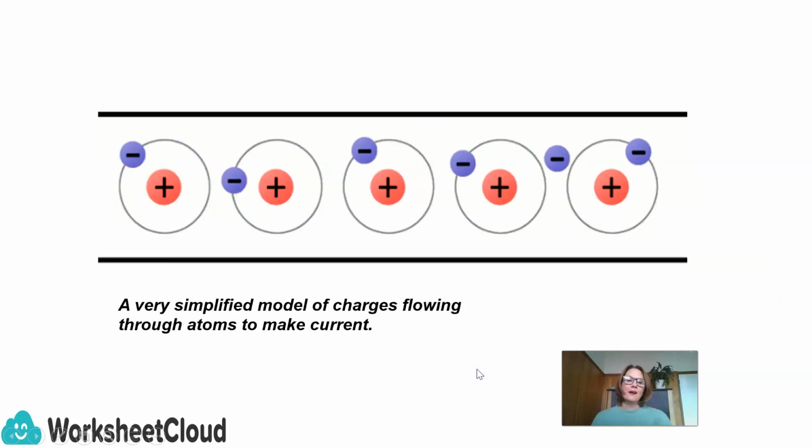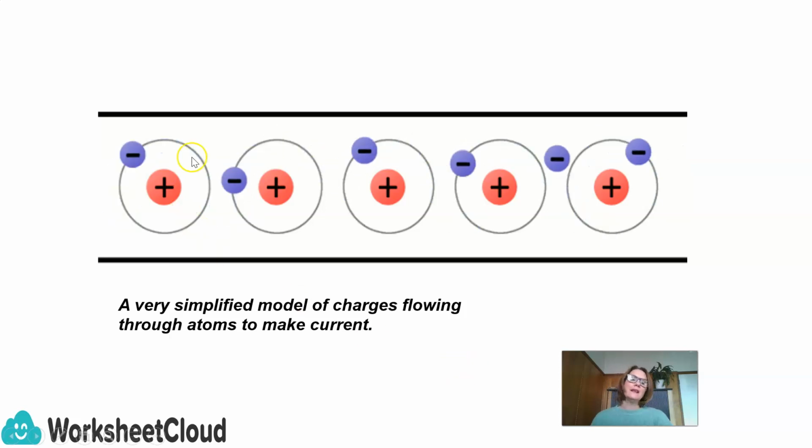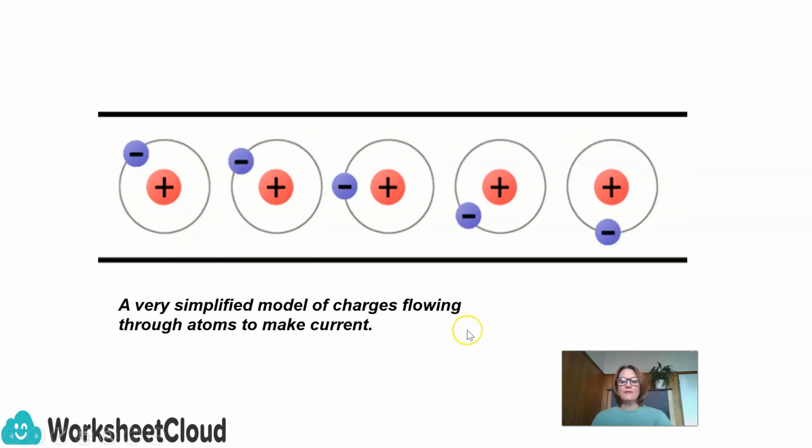And here we have a very simplified model of charges flowing through different atoms to make current. And remember, the electrons on the outside are the valence electrons, and they can easily be ejected from the atom.